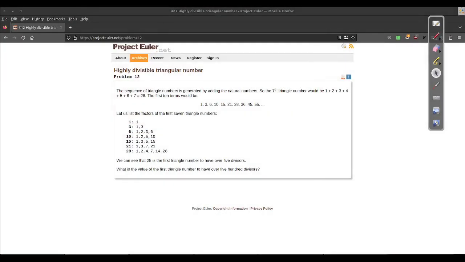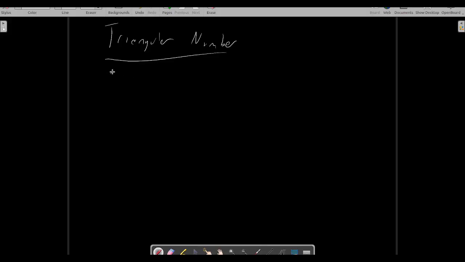Today's challenge is problem number 12. Find the first triangular number to have over 500 distinct divisors. The nth triangular number is defined to be the sum of all natural numbers from 1 up to and including n. The first triangular number is 1.